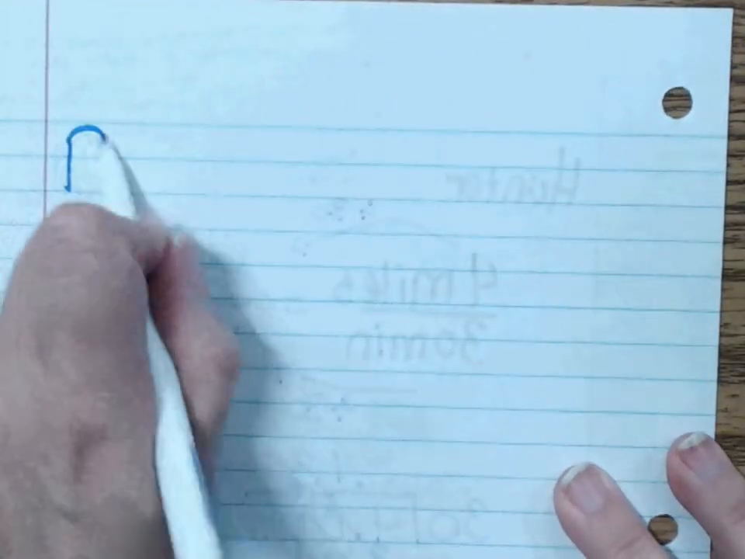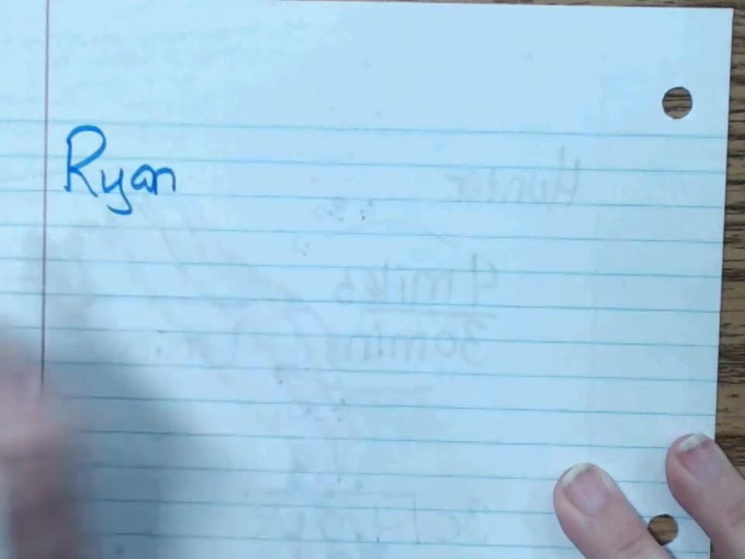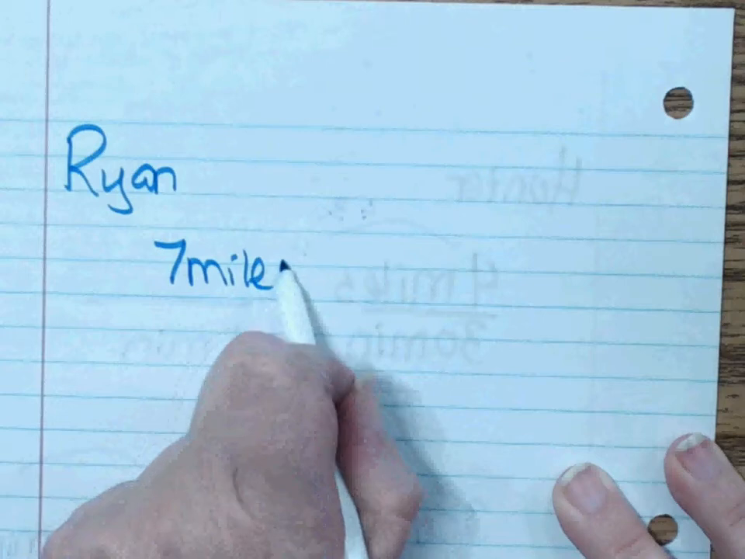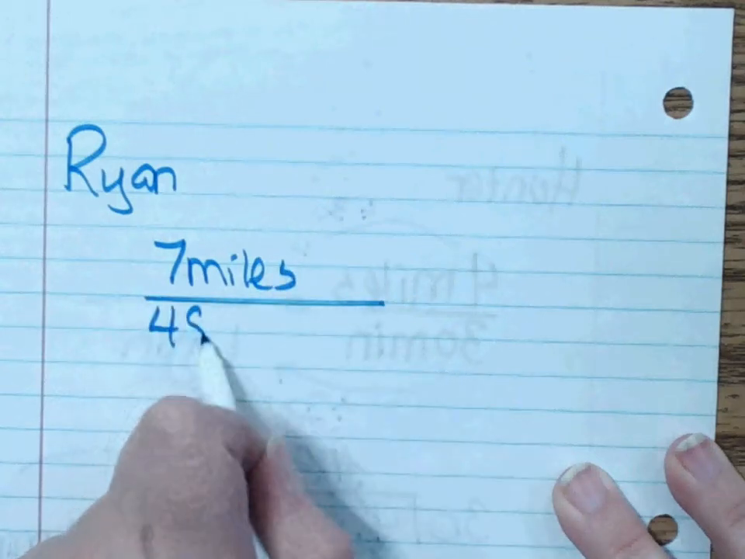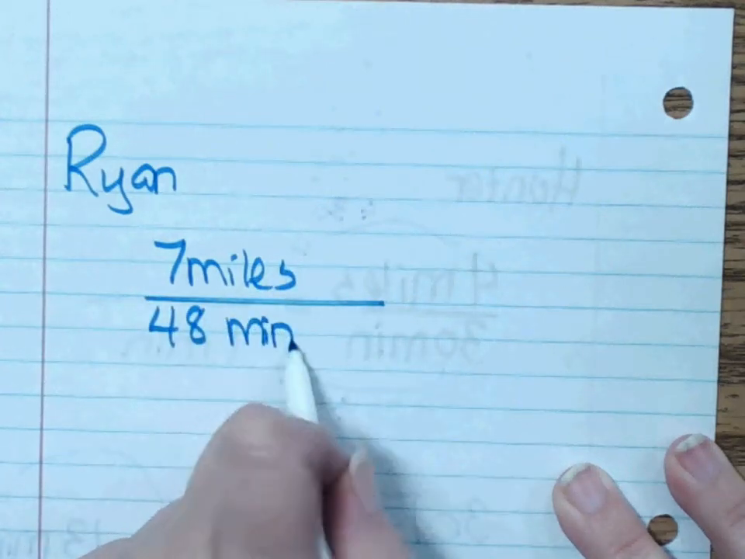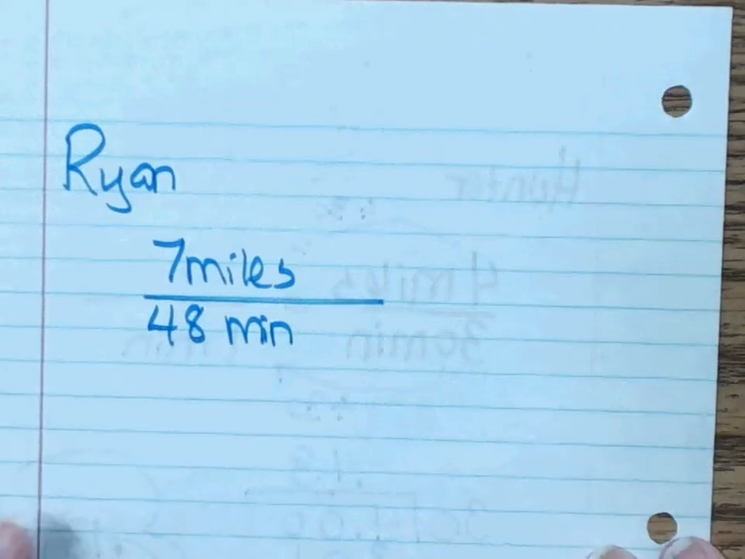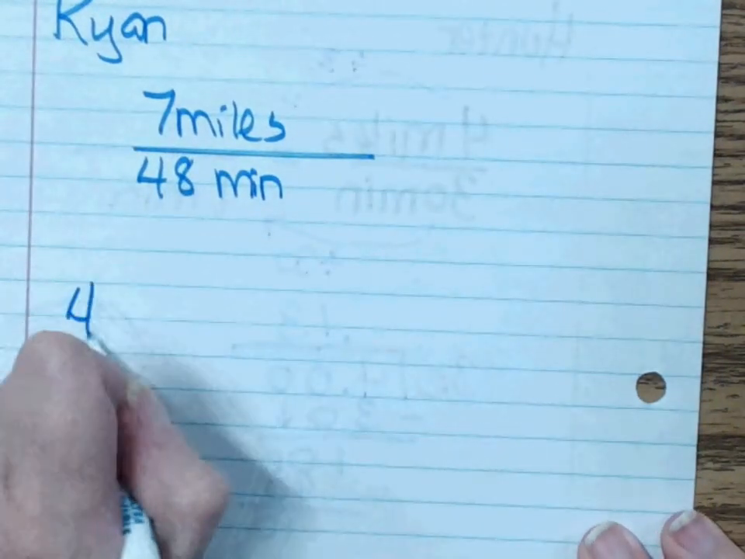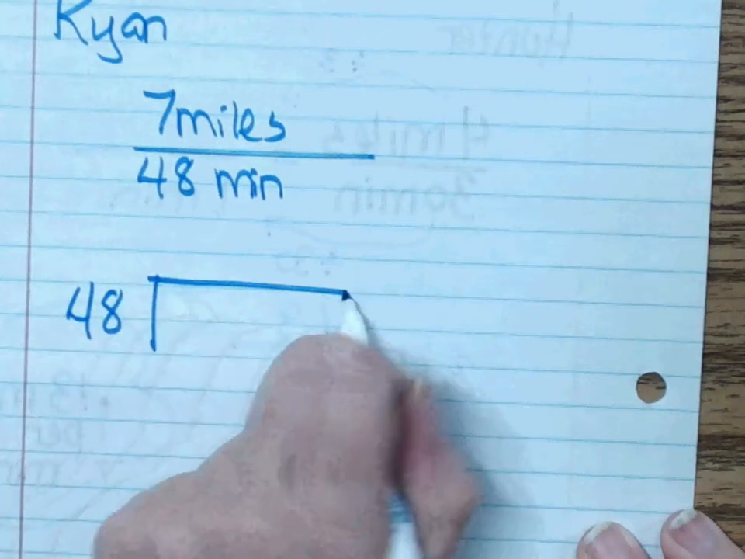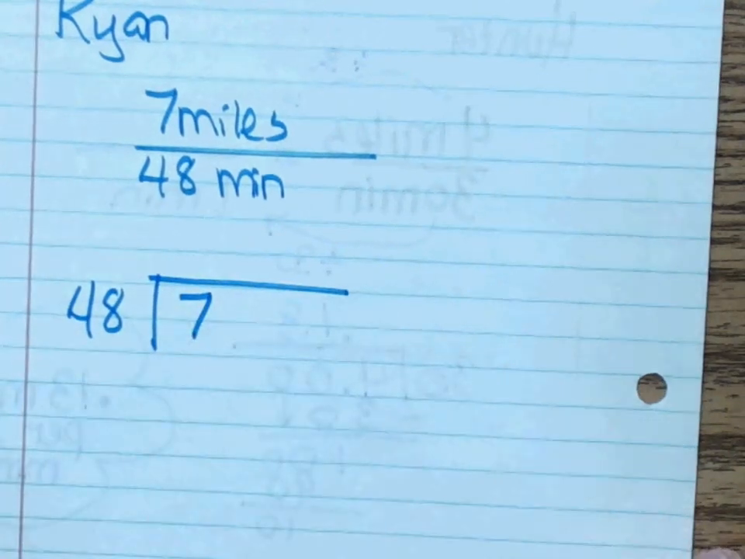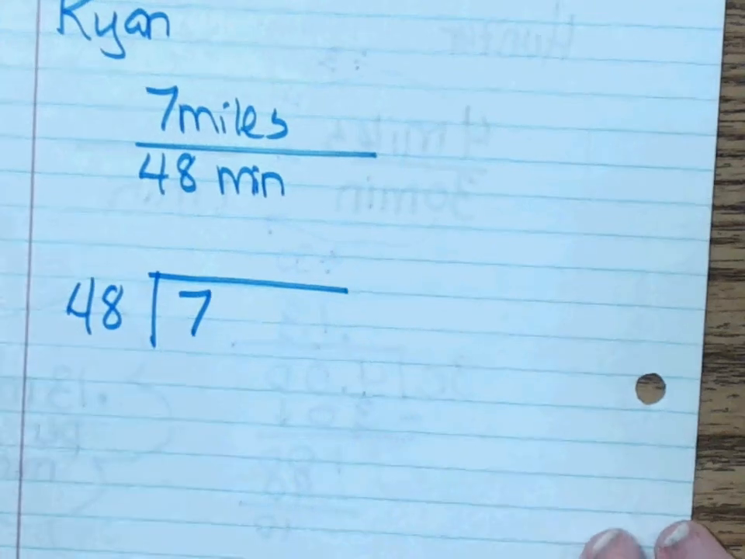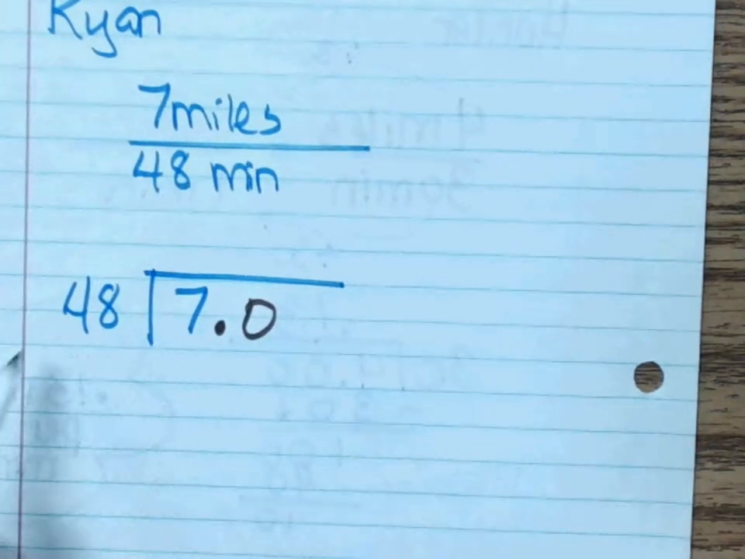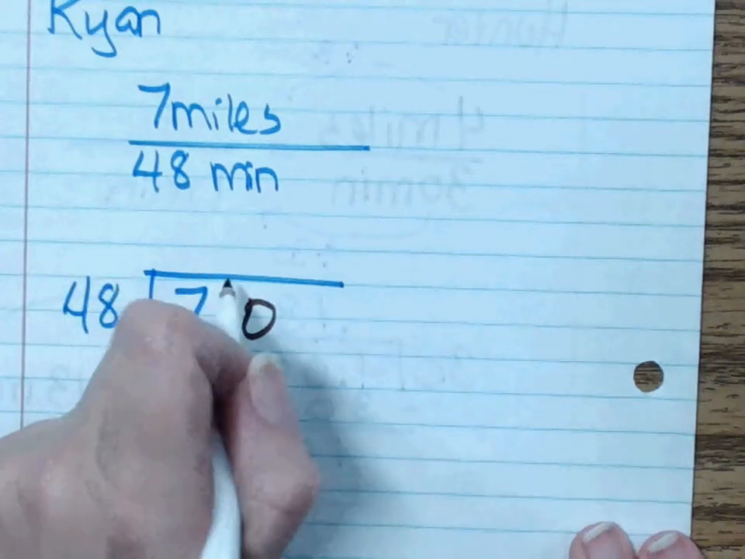Ryan is jogging 7 miles in 48 minutes. And so to solve this, we're going to divide top in, bottom out. I cannot divide 48 into 7, so I need to add a decimal and a 0. Now I can divide 48 into 70. I'm going to get 1.